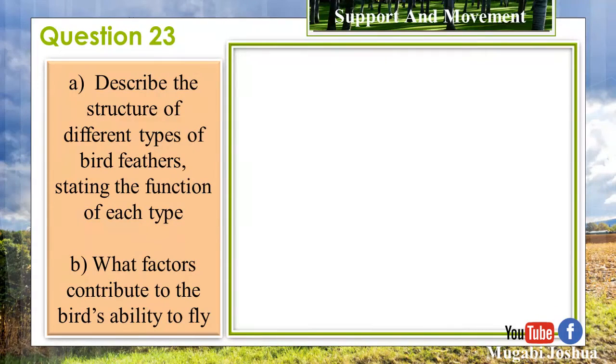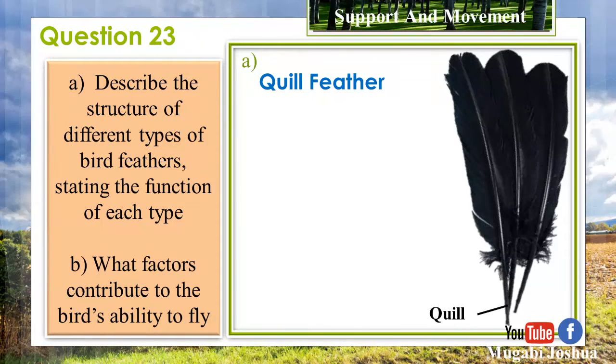Question 23, part A. Describe the structure of different types of bird feathers, stating the function of each type. We shall start with the quill feather.